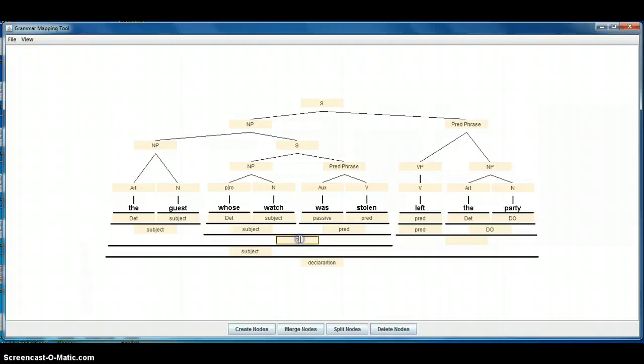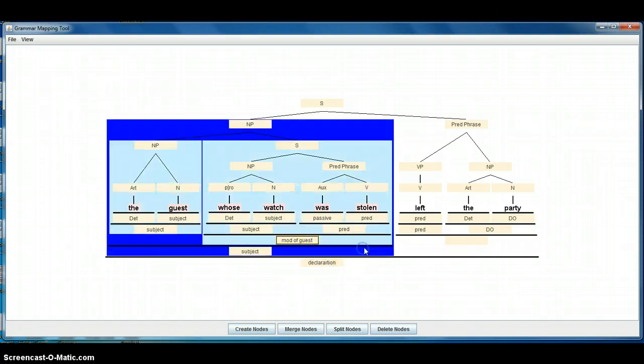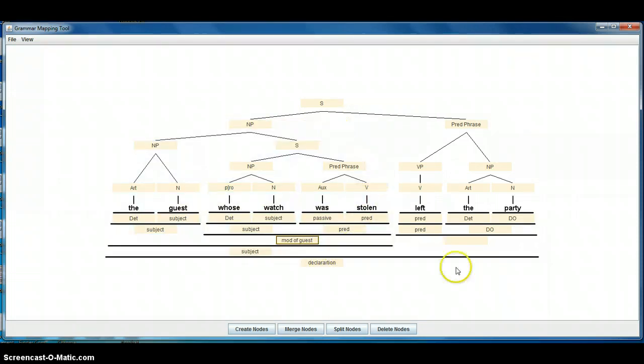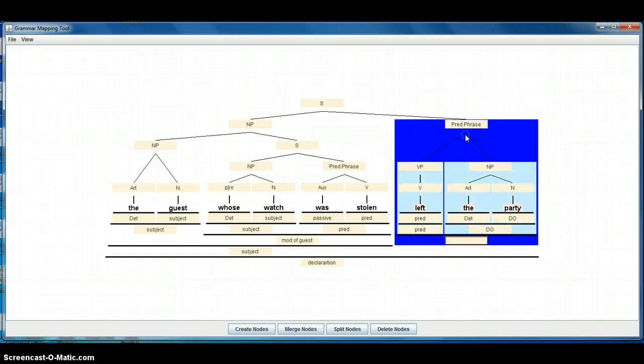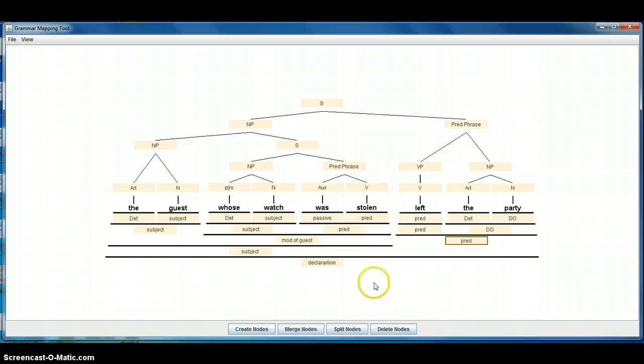Actually, I think we probably would call this relative clause a modifier of guest. How many of you actually thought that before? I think that's what it is. This is a relative clause that's modifying the noun guest. Okay. Just want you to see how building these things you have to reason through. Left the party. What's this? This is the whole predicate phrase. Left the party, so that's another predicate. Okay? I think we're done.